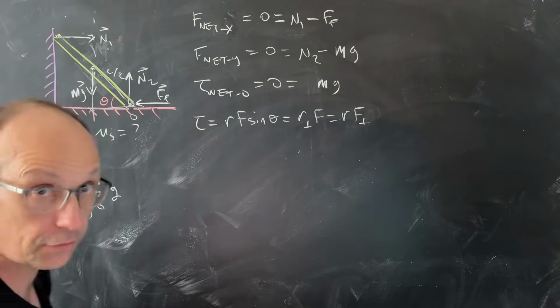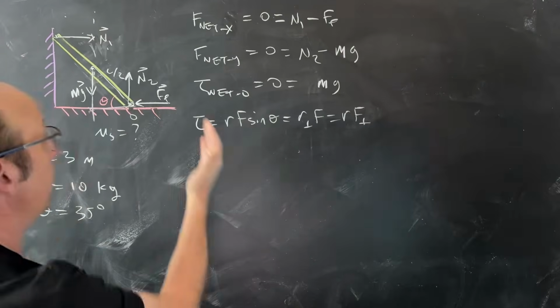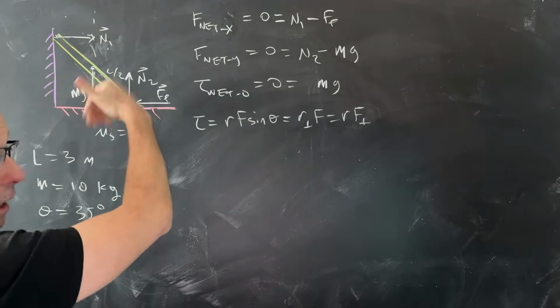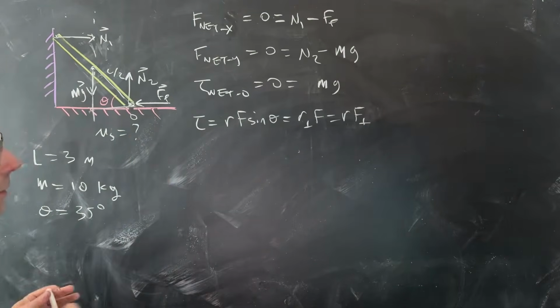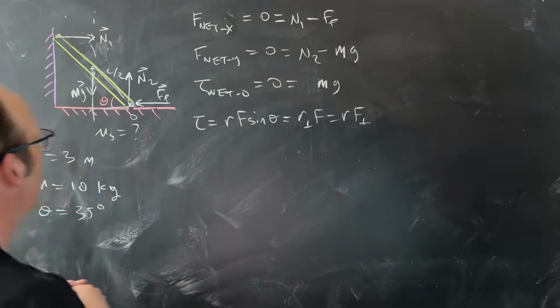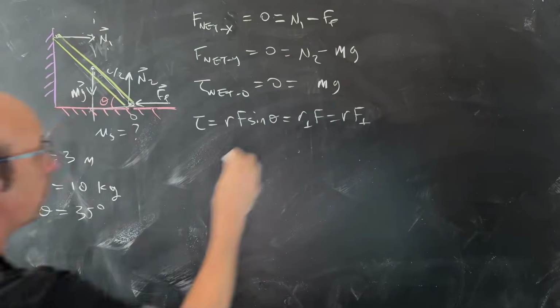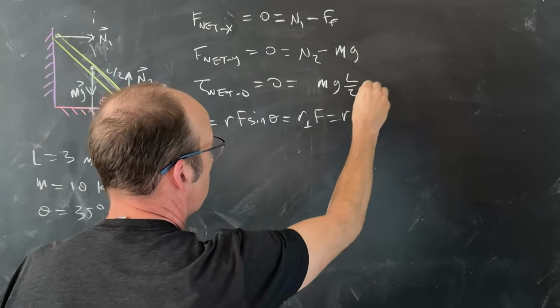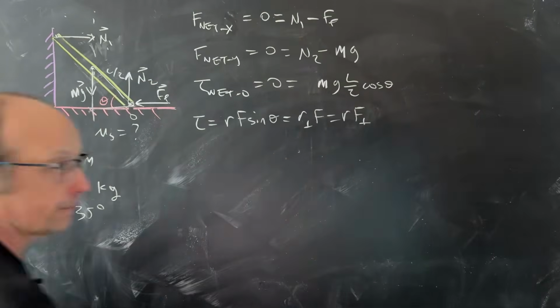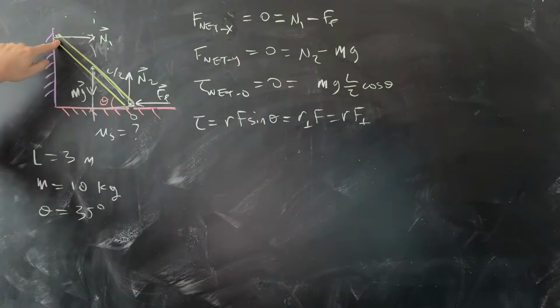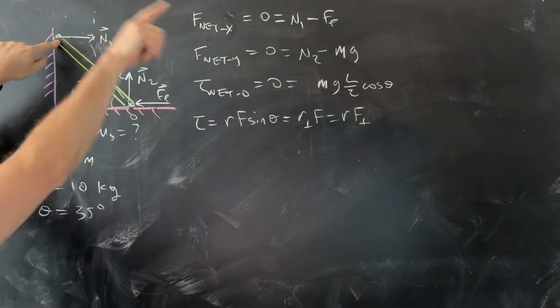Now, is it going to be positive or negative torque? We said that if it wants to make it rotate counterclockwise, it'll be positive. I'm using the right-hand rule. So this is going to be a positive torque. It's going to be L over 2 cosine theta.